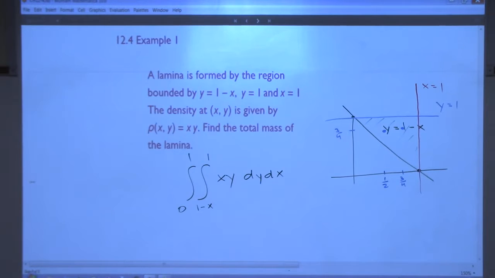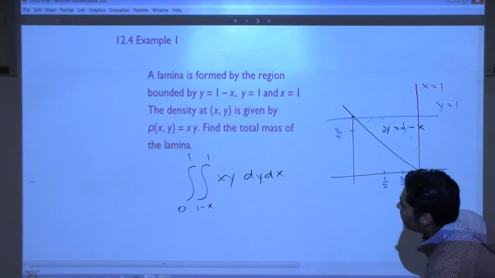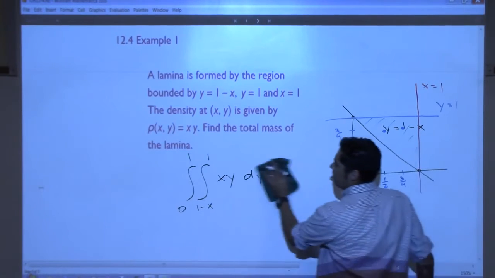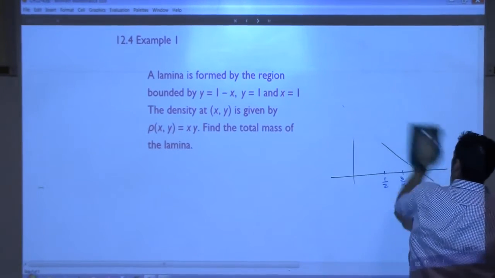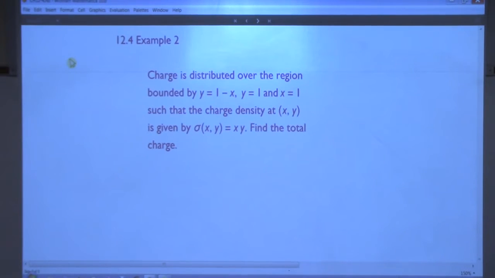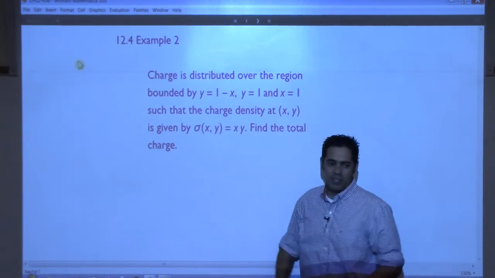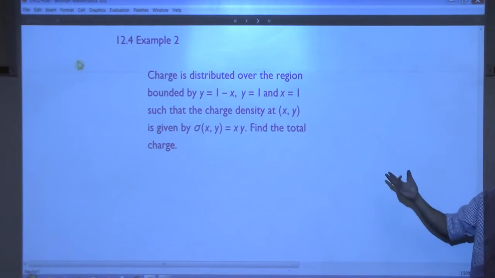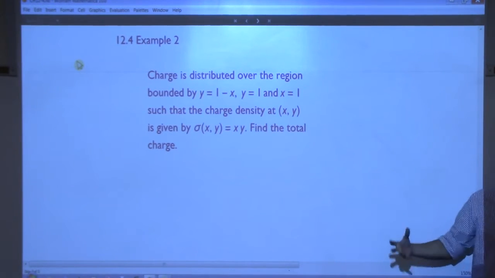All right? I'm not going to. Questions? This is the same exact problem. Everything's the same, except instead of using a density function, we're using a charge density. So the only difference is the answer means something different. If you find this integral, that answer would represent the total charge on that lamina.